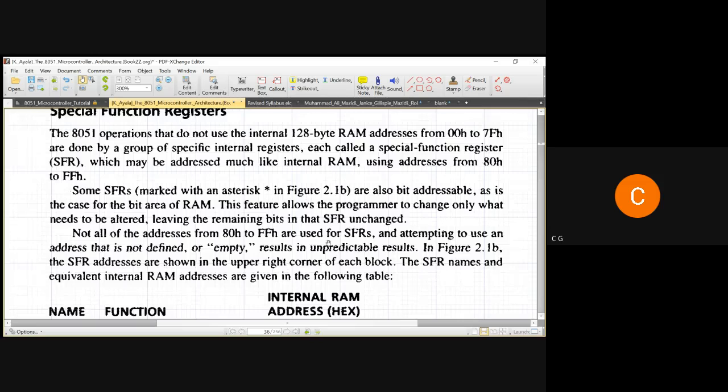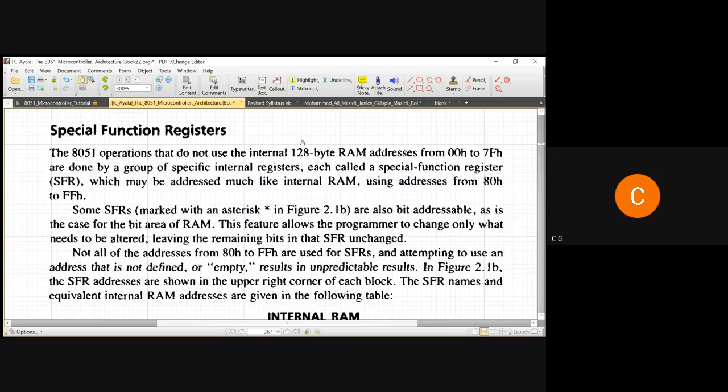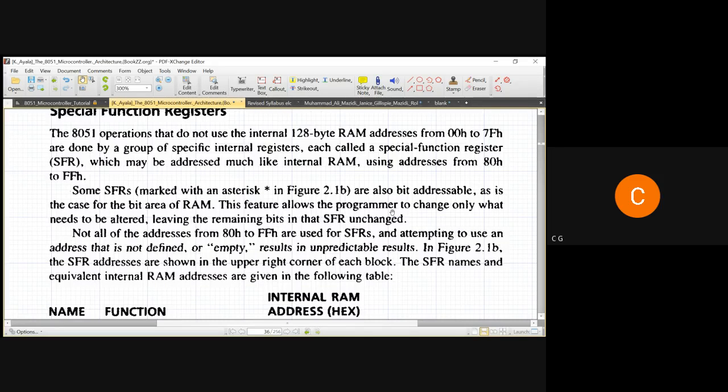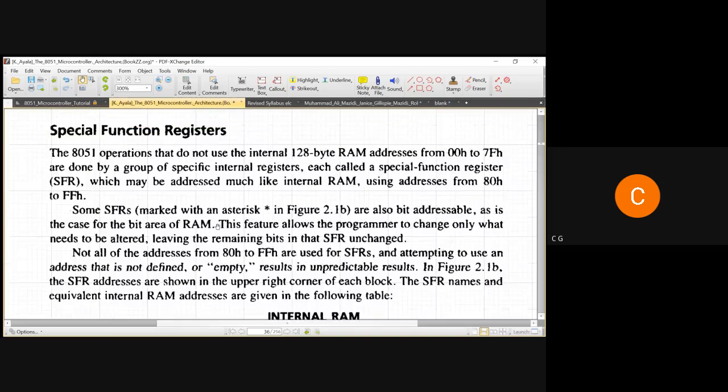There are some set of register called as special function register, and these special function registers are also mapped in 128 byte RAM address from 00 to 7FH. Okay, sorry. This 00 to 7FH is register bank. Okay, these are the R0 to R3 registers. Okay, apart from them, there are some 32 registers which are used by the 8085 microcontroller called as special function registers.